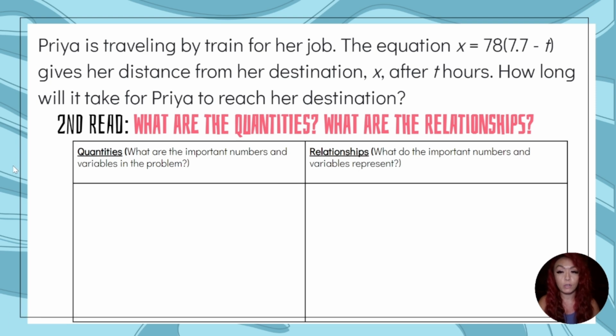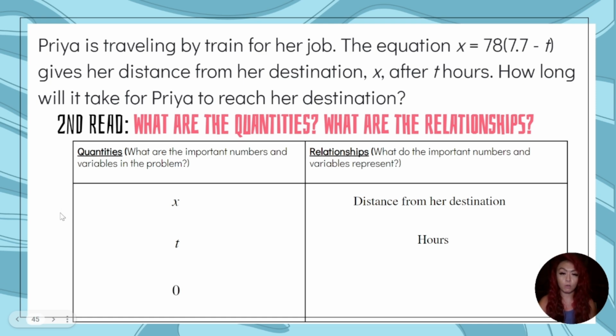Moving on to our second read. Priya is traveling by train for her job. The equation x equals 78 times the difference of 7.7 and t gives her the distance from her destination, x, after t hours. How long will it take for Priya to reach her destination? So let's take a look at our quantities and relationships. We have x, which represents the distance from her destination. We have t, which represents the number of hours.